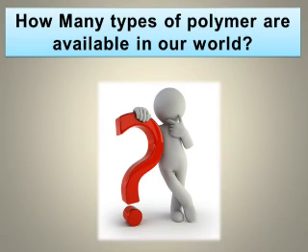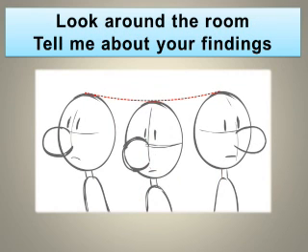Now, how many types of polymers are available in our world? Just look around the room and tell me about your findings. Anyone? Yes, of course, wood. Yes, chair, the second one, is made of plastic. Curtain, made of polyester fiber. Pen, the body of the pen, is made of polyethylene. Okay, but can you tell me about the most precious polymer product in the classroom?